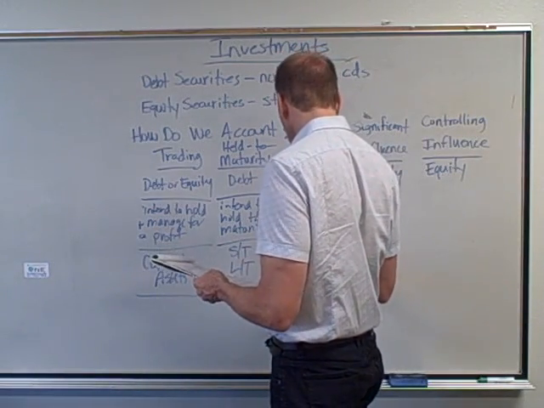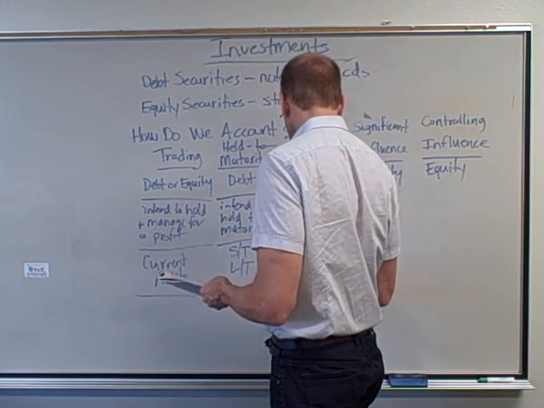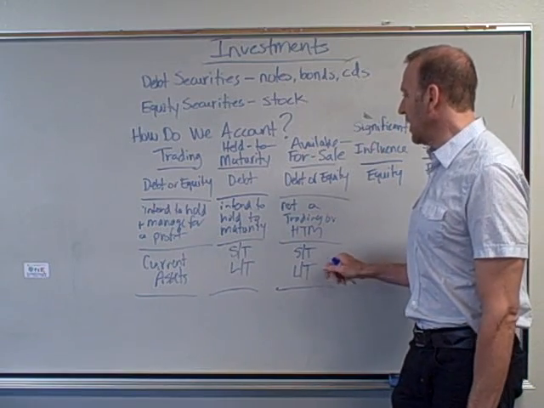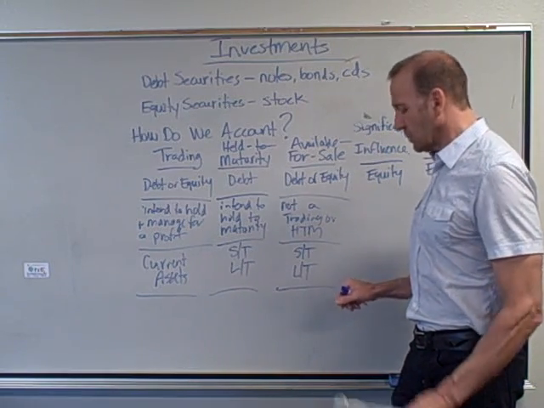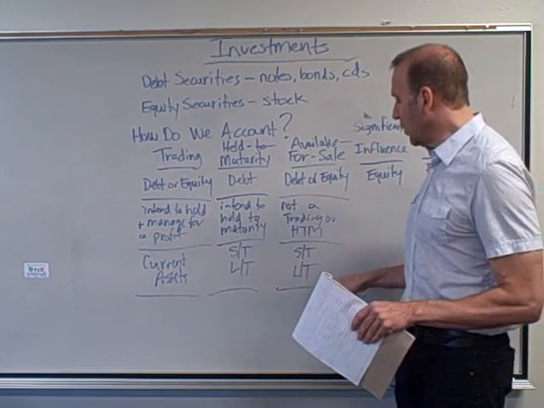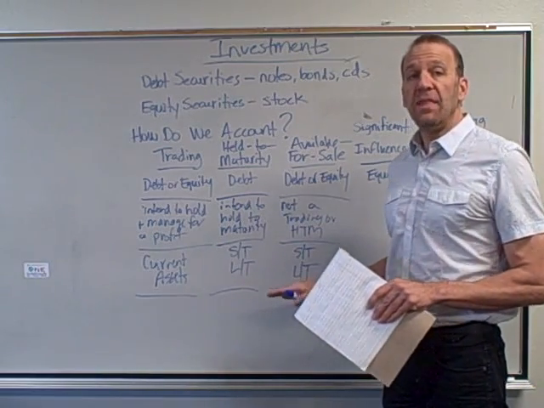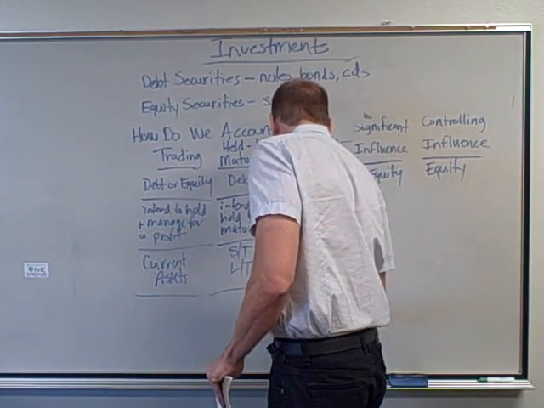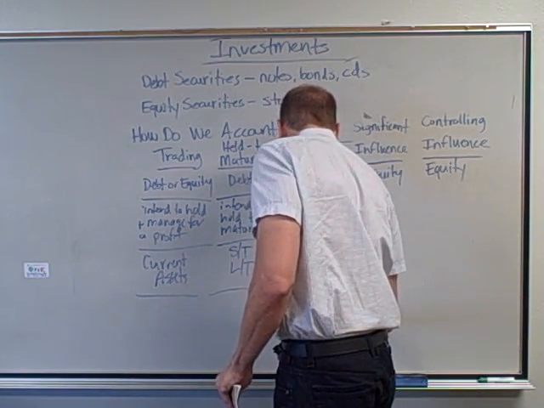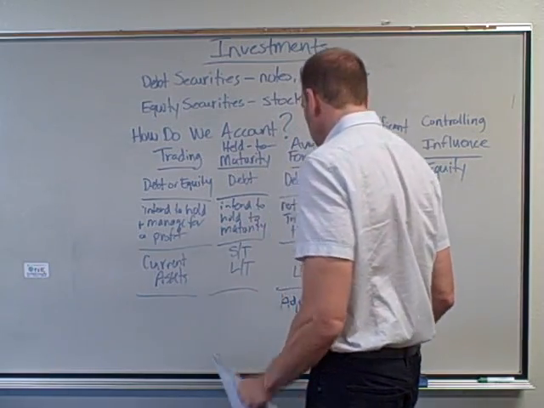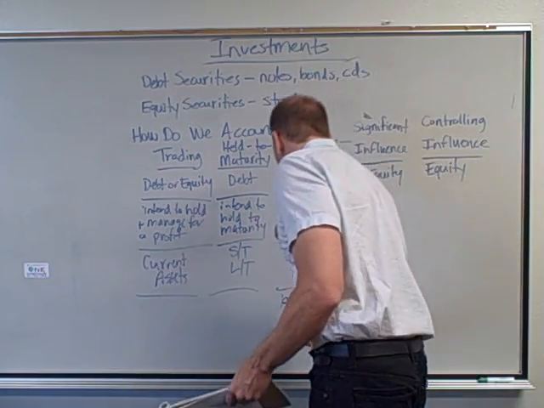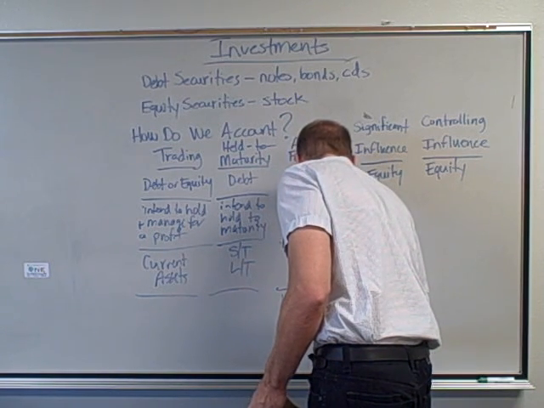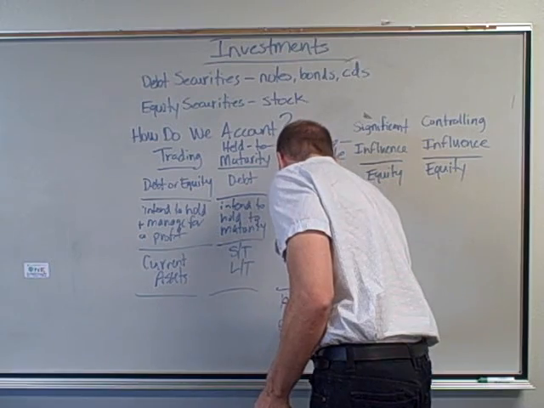These are recorded at cost, and we do adjust. This can be long-term or short-term, depending on how long we're going to be holding it. This is recorded at cost, like I just said, and then we do adjust to fair market value. So I'm going to write this down: adjust to fair value, and the adjustment is going to go into the equity section.